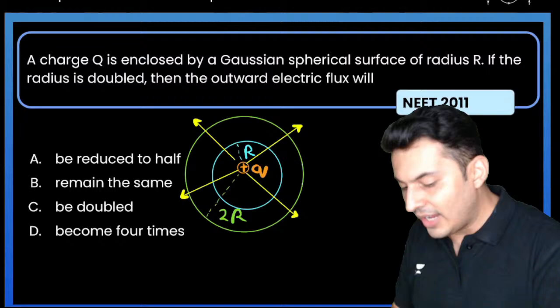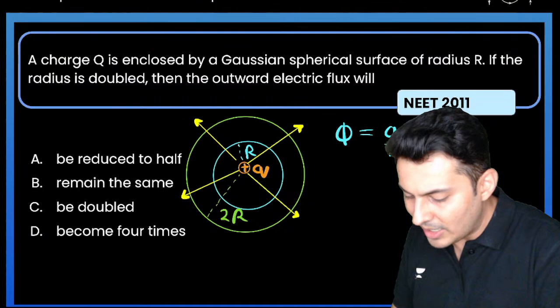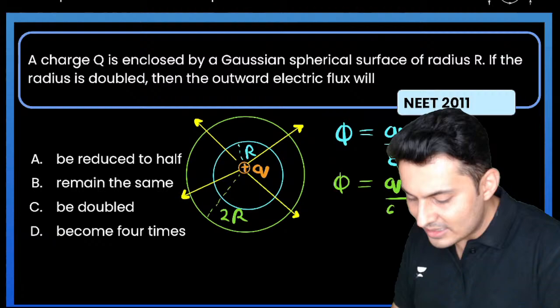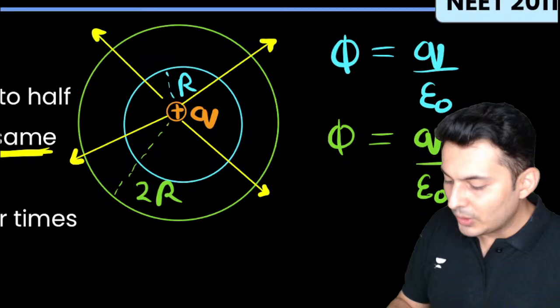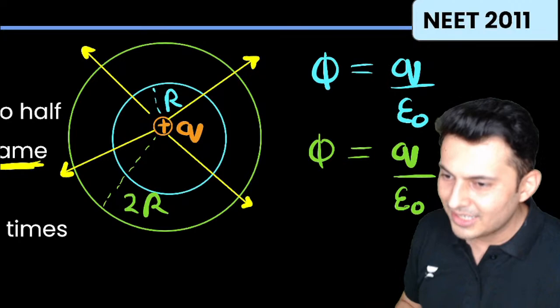In fact, by the definition of Gauss's law, total flux is enclosed charge by epsilon naught. Whether you do it for the blue surface or for the green surface, it's the same thing. So hence, my dear students, the answer should be the same, which is option B. Whether you take the blue surface, the charge inside is Q. Whether you take the green surface, the charge inside is Q only. So the net flux will be Q by epsilon naught.